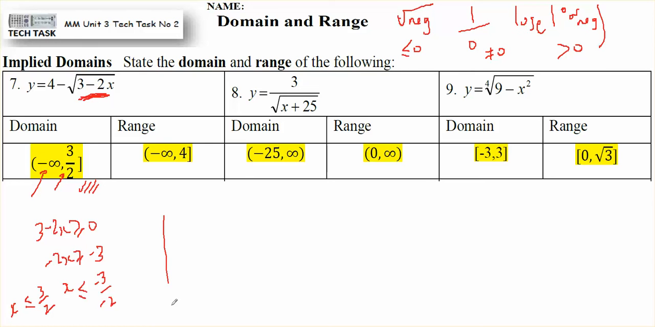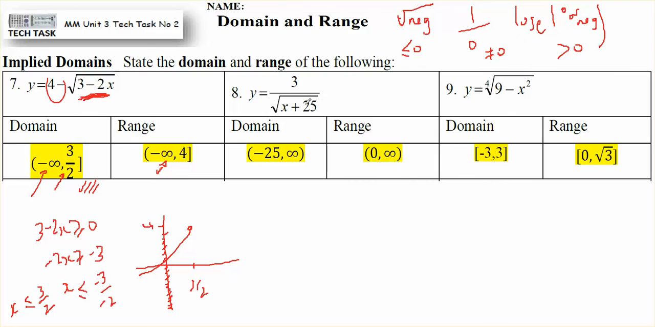There's no other way of drawing it. I've got 3 on 2 and positive 4, and I have a negative, so it's going to shoot towards the left, and this negative is going to make it go down like this. Therefore my smallest range is negative infinity all the way up to 4. So negative infinity up to 4.